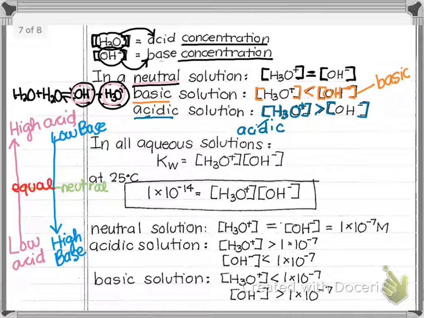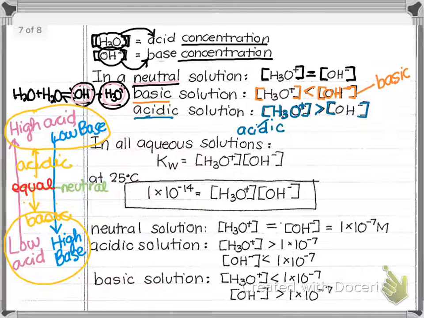So if I go above, my acid is higher than my base, and this would be acidic. If I go down here, then my base is higher than my acid, and these guys are all basic. So we kind of have this sliding scale, and when the acid gets greater than the base, it's acidic. When the base gets greater than the acid, it's basic.